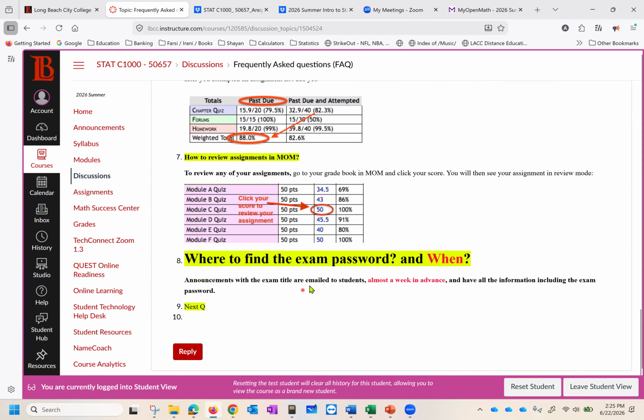Announcements with the exam title are emailed to students almost a week in advance and have all the information, including the exam password. So if for some reason you can't find the password, go under the announcement and, for example, for exam one, look for exam one. Of course, it's not there yet. Okay, it's not available. So that's as far as the discussion forum is concerned.